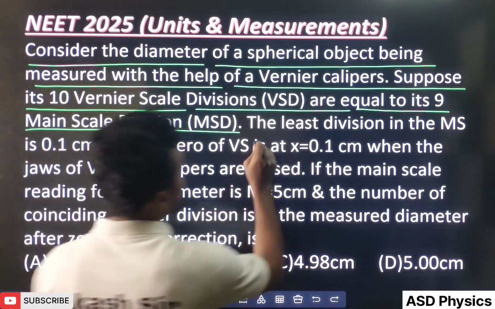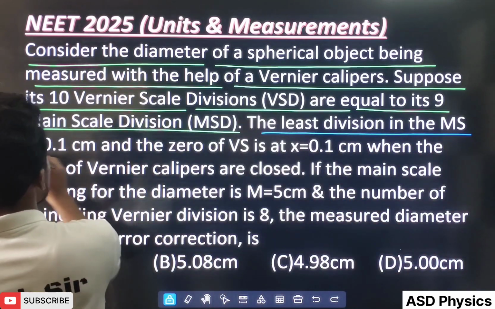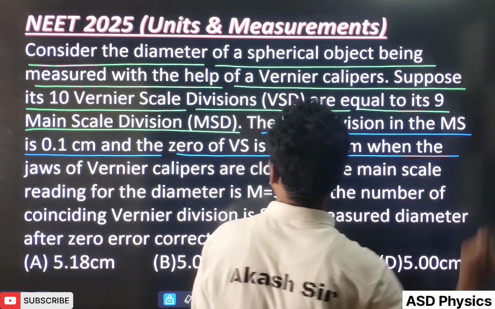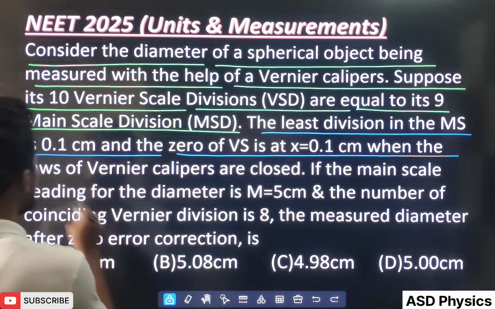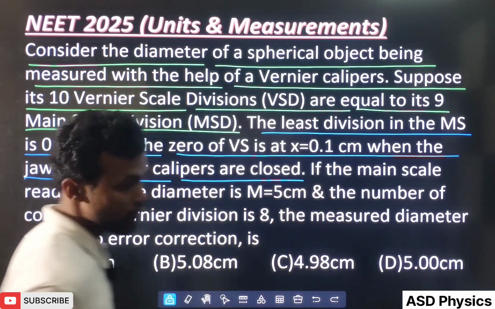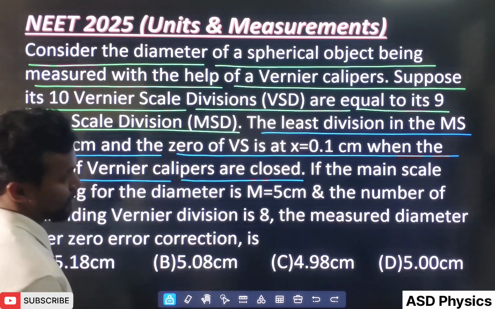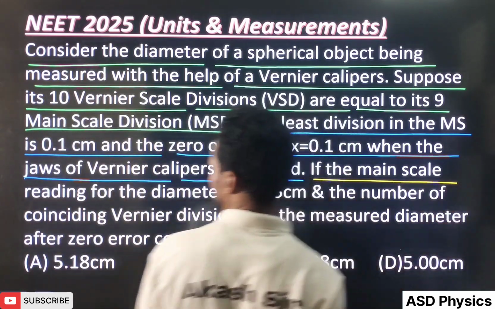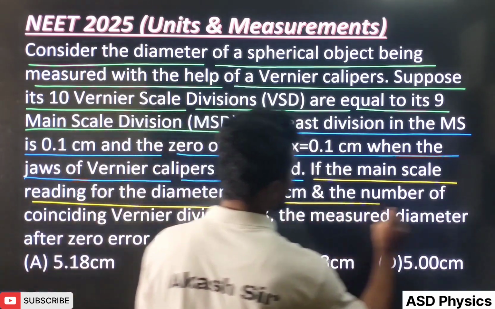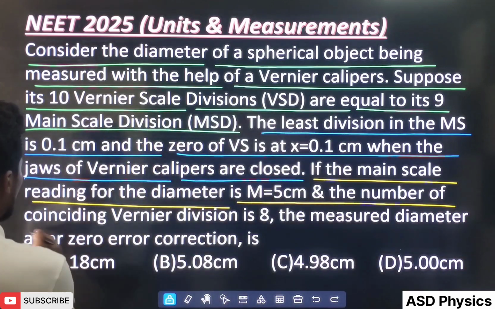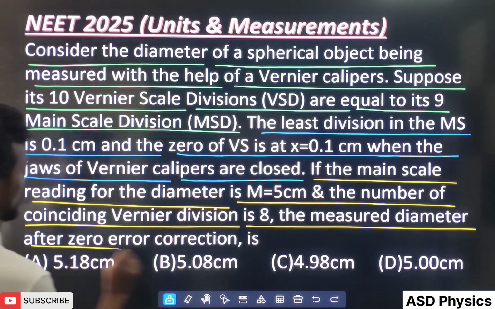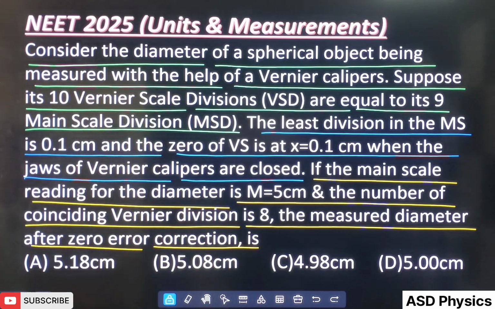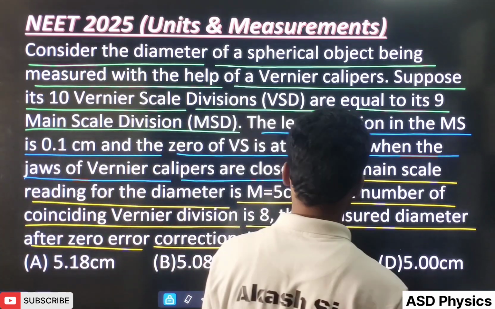After that, what is given here? See, the least division in the main scale is 0.1 centimeter and 0 of the Vernier scale is at x equal to 0.1 centimeter when the jaws of the Vernier calipers are closed. This data is given to calculate the error. Okay. After that, see, if the main scale reading for the diameter is M equal to 5 centimeter and the number of coinciding Vernier divisions is 8, the measured diameter after zero error correction is how much here? So 3 parts are there: least count, error and the given data to take the measurement.